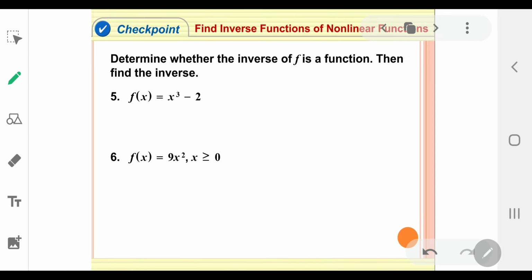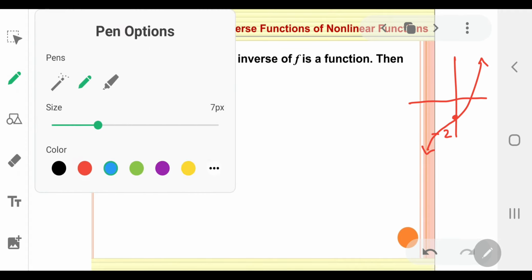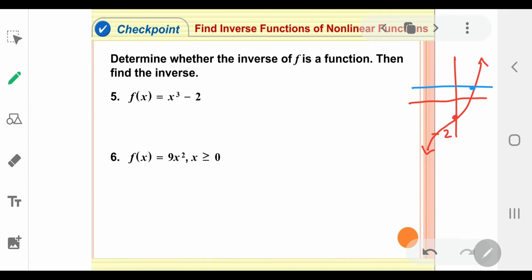Now it's your turn. Answer the following checkpoints. For the first one, number 5, it is again a cubic function with y-intercept -2. How did I know? I plugged in 0 for x and I found that f of 0 is -2. So the sketch of this one will have y-intercept -2, and from my knowledge about the end behavior, the graph should be something like that. If you try the horizontal line test, it crosses in 1 point, so yes, the inverse is a function too. Now let's find the inverse.